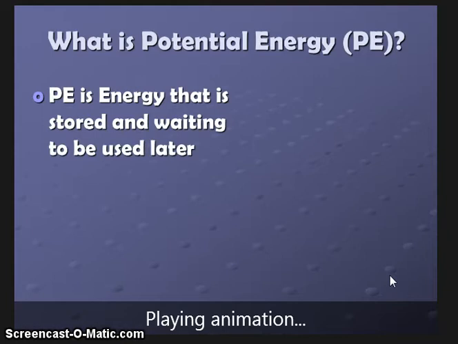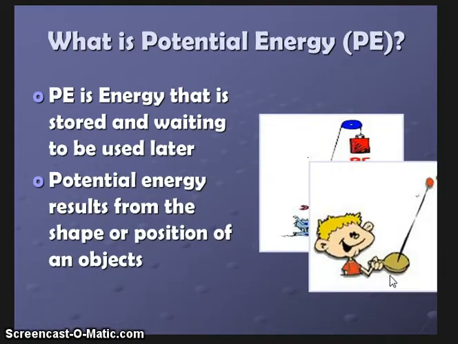Potential energy is the energy that is stored and waiting to be used later. Potential energy results from the shape or position of an object. What that means is that an object that's round has more potential to roll than an object that's square. If you have a block sitting on the floor, it's going to have less potential energy than a ball sitting on the floor because a ball can roll.